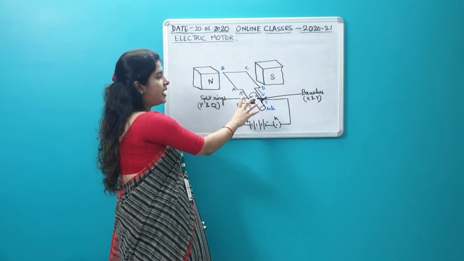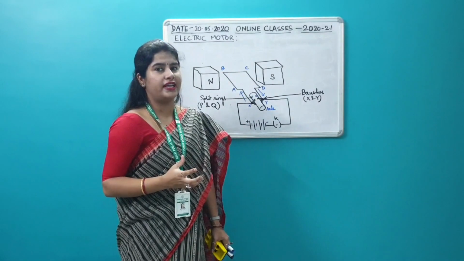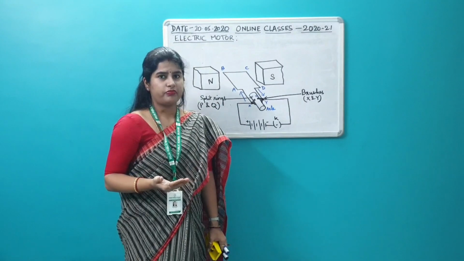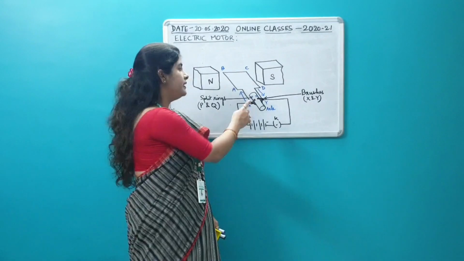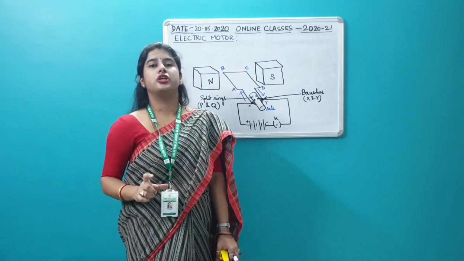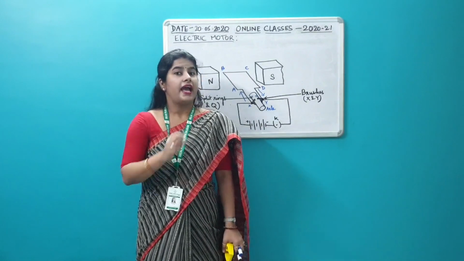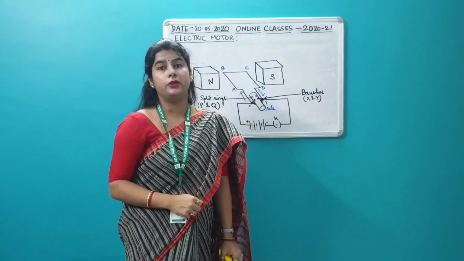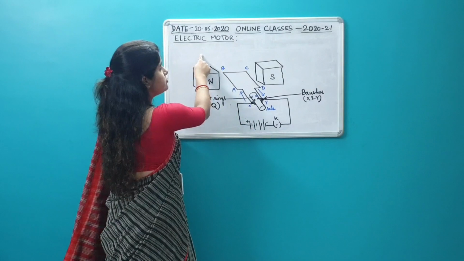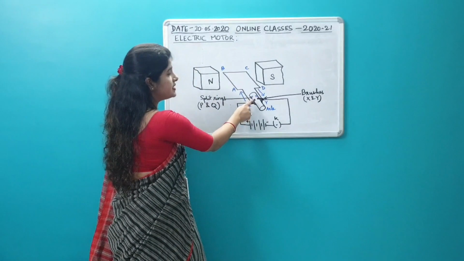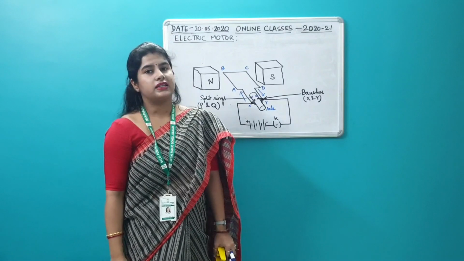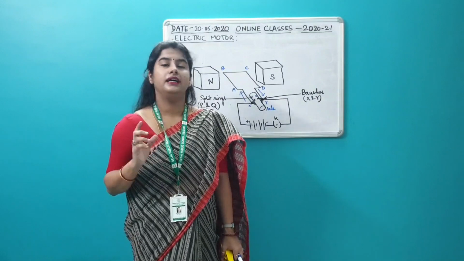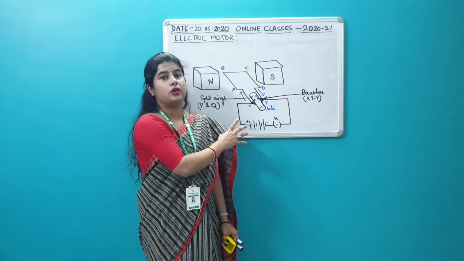Alright. So this is what will happen, and that means after every half rotation, the direction of the current gets reversed. Who reverses the direction of the current here? Here the split rings P and Q actually reverse the direction of current, and the device which reverses the direction of current is known as a commutator. In the case of the electric motor, it is the split rings P and Q that act as commutators, and commutators reverse the direction of the current. So this is what happens in an electric motor.